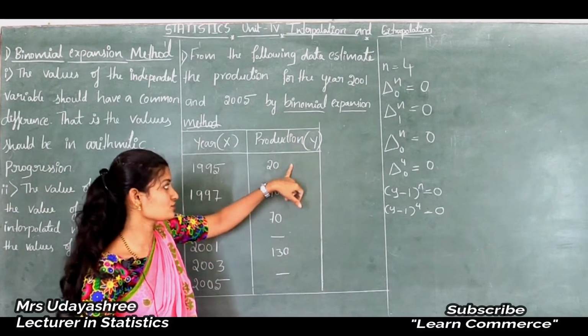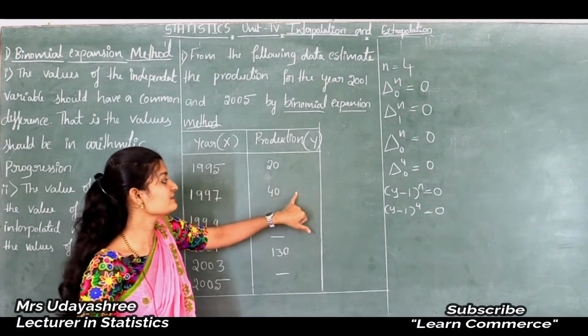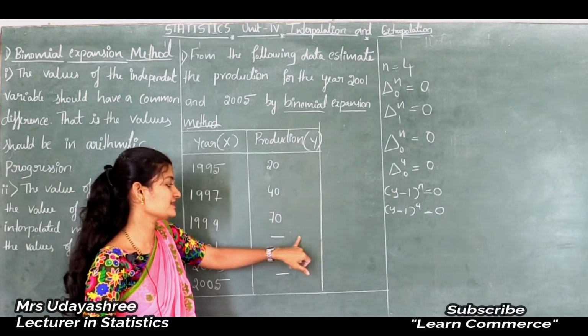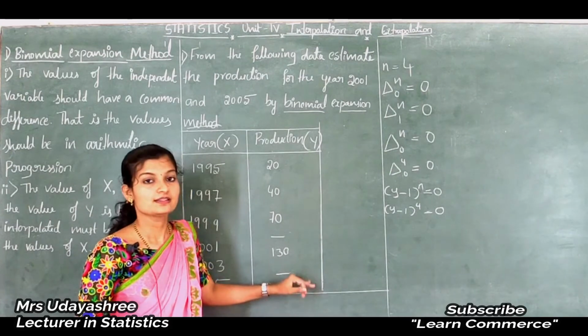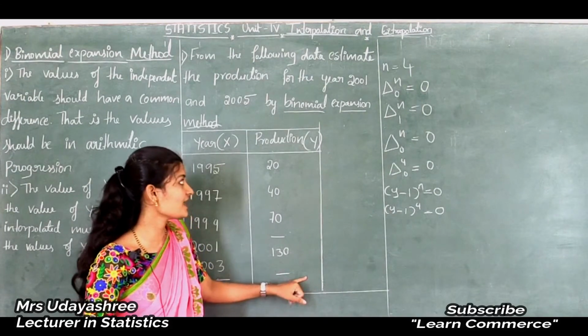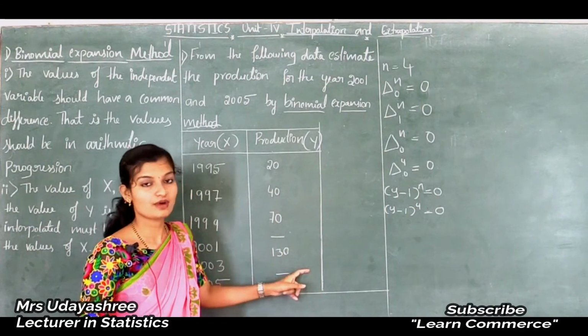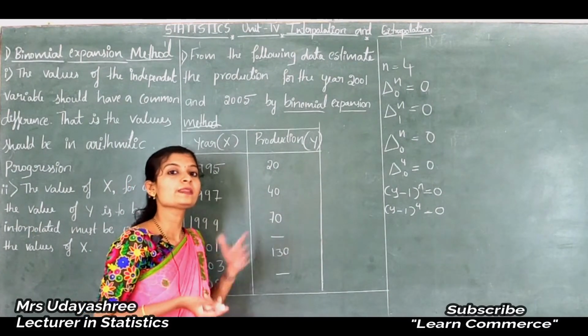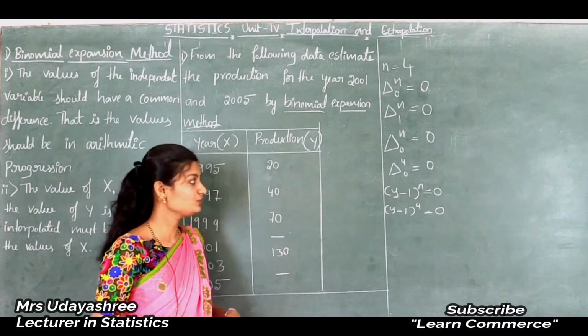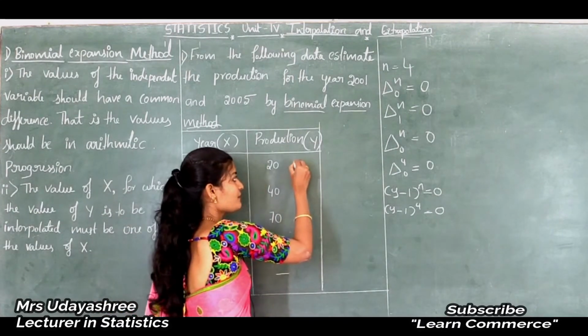In general, the first observation is y0, next is y1, next is y2, y3, y4, y5, and the next value is y6. So here, if there are 6 observations, we can write y0 to y6, and if there are n observations, we can write y0 up to yn. So see here the first observation.